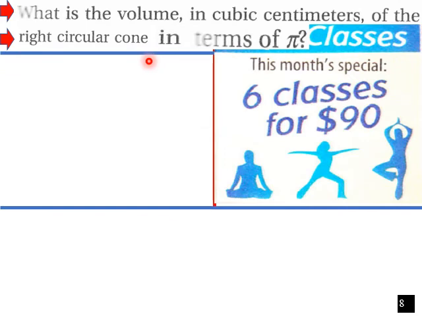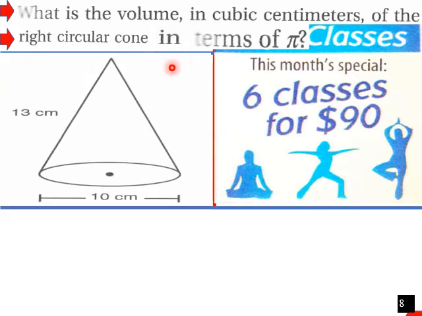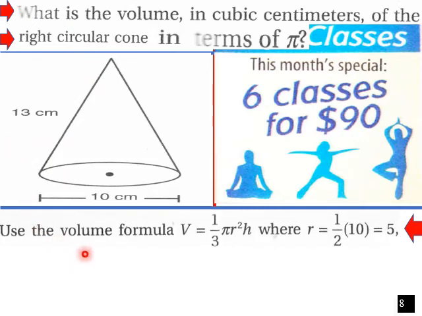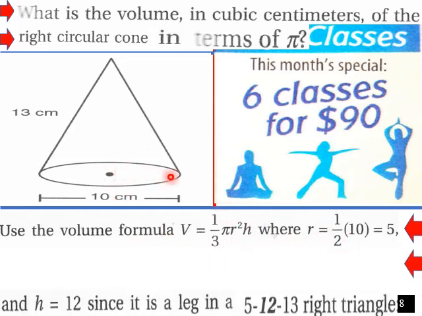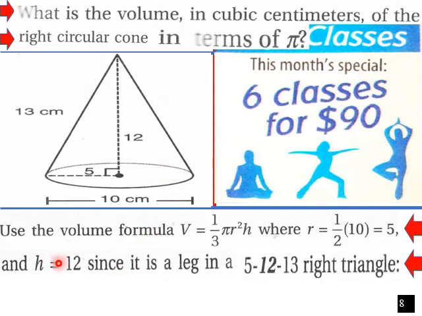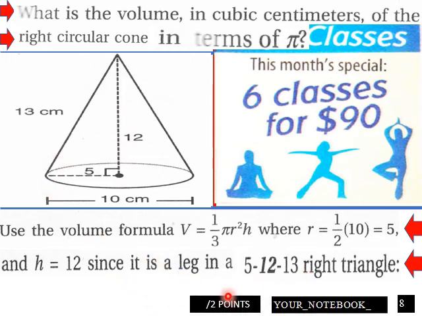What is the volume in cubic centimeters of the right circular cone in terms of pi? So we have a situation here. Here's your circle, and 13 centimeters would be our slant height. Use the volume formula V equals 1/3 pi r squared h, where r is 1/2 of 10, which is 5. So we know our radius will be 5. Then we plug that into our formula, and h equals 12. So we have a 5, 12, 13 right triangle.